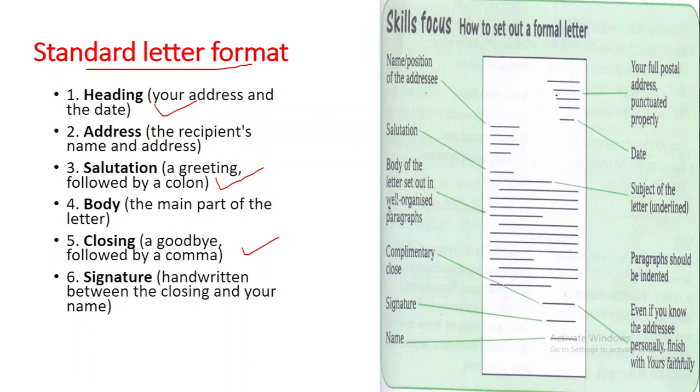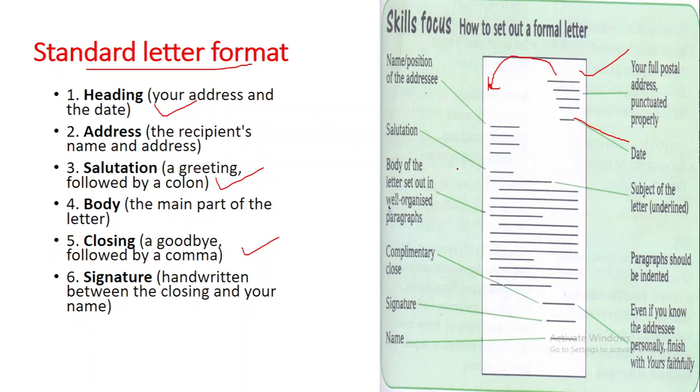You can see it here that first your postal address, and it is punctuated properly, it goes here, and then after that you insert the date. And according to the modern style, your address can go on this side as well. Okay, so it's not a big deal if you are writing it on right or left. You can write it both ways, on the left and on the right as well. And after that you go for the name and the position of the addressee or the receiver of the letter.